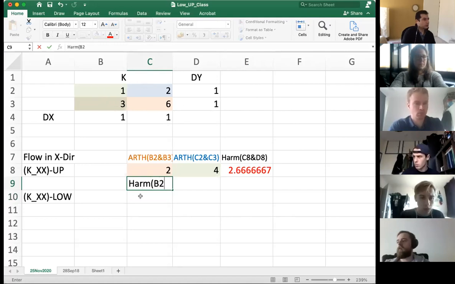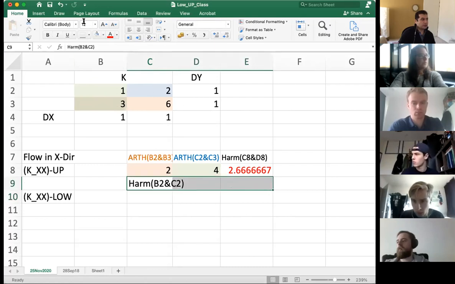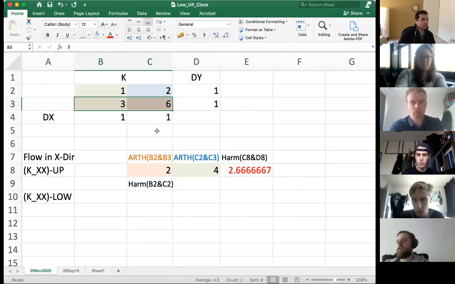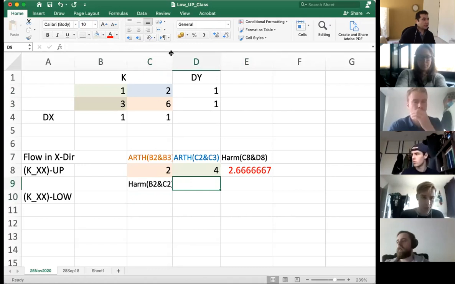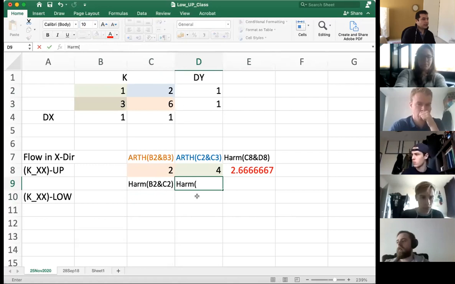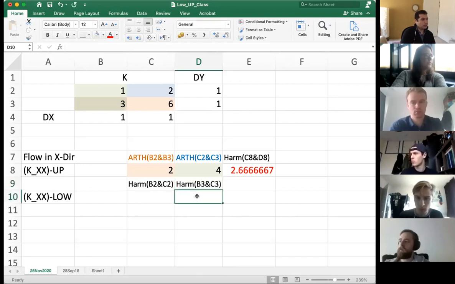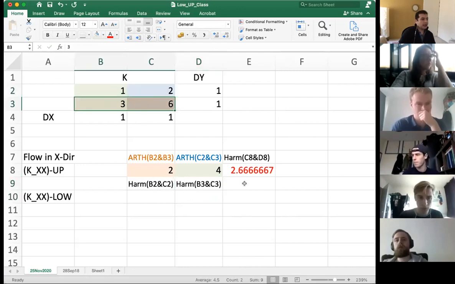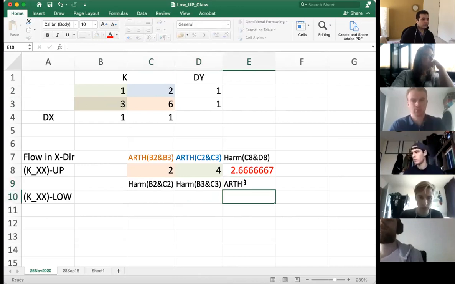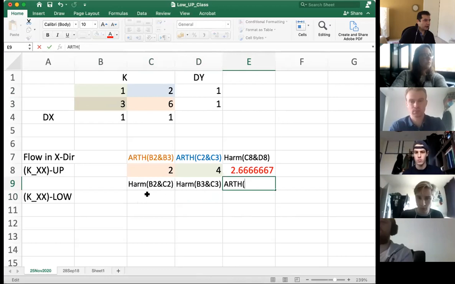B2 and C2. First, I do harmonic average between B2 and C2. First, I do this row-based 1D, then another row-based 1D, which is harmonic. Again, harmonic between, I'm sorry, B3 and C3. So I do harmonic. Then I get some values for the harmonic, which is the value for these layers. Then I should do arithmetic average between the values that I will find here, which is C10 and D10.